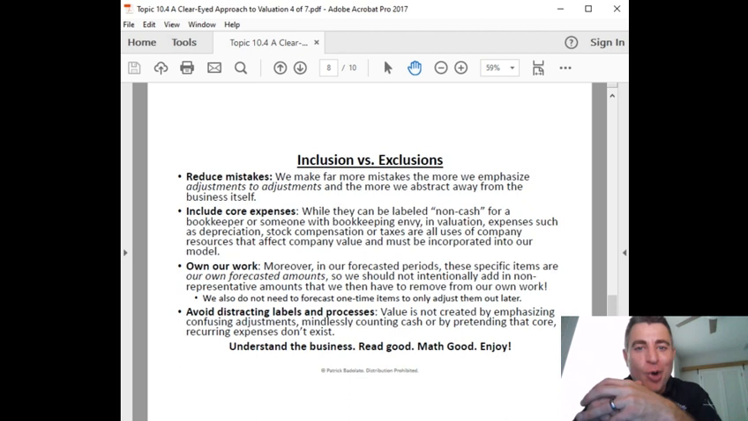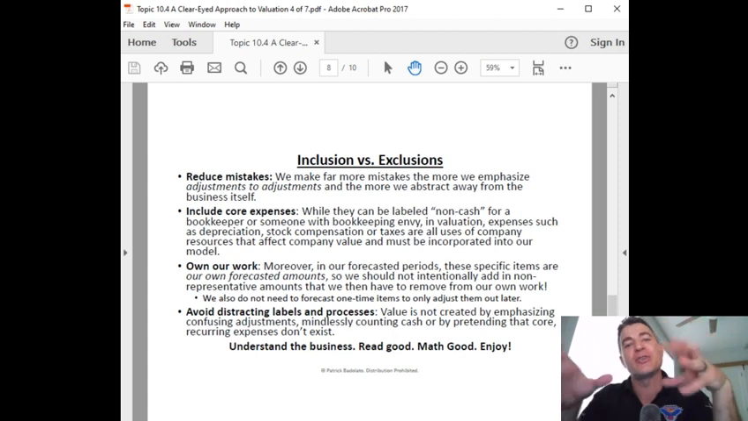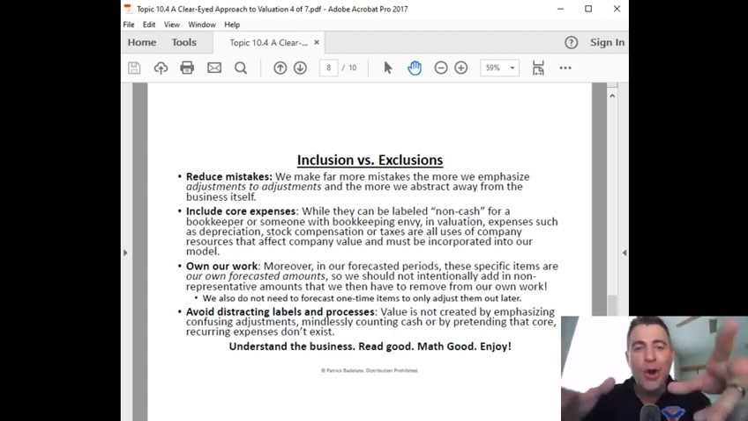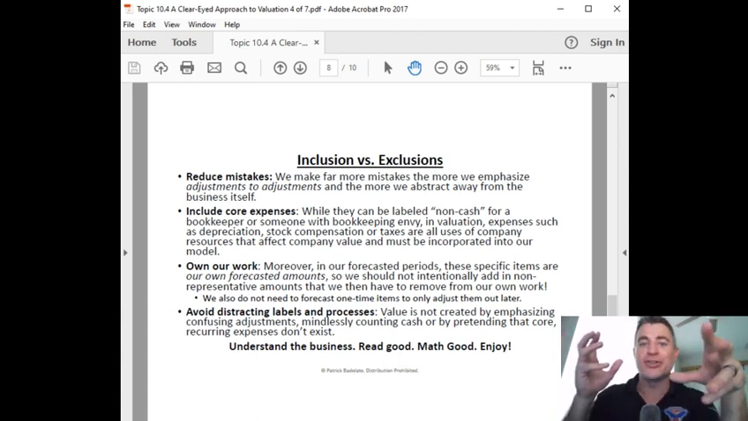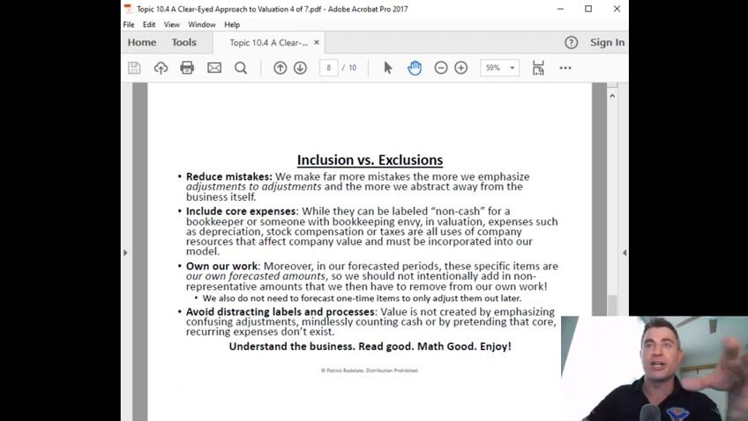If we think something's wrong or manipulated or just incorrect, that's our own work. So that doesn't really make any sense. Even if you're saying, well, I think depreciation methods, blah, blah, blah, it's your own depreciation expense. It's your own set of expenses. So it doesn't make any sense to intentionally put in a distorted metric just to remove it in the future, right? And in general, avoid distracting labels and processes.